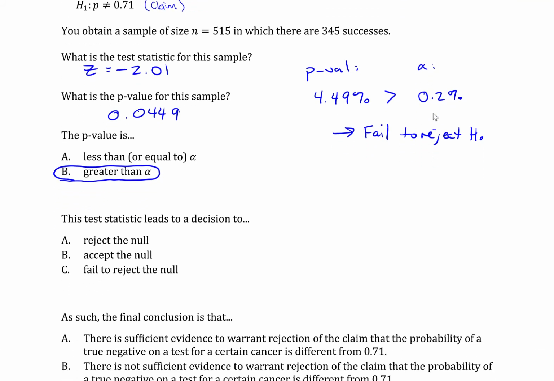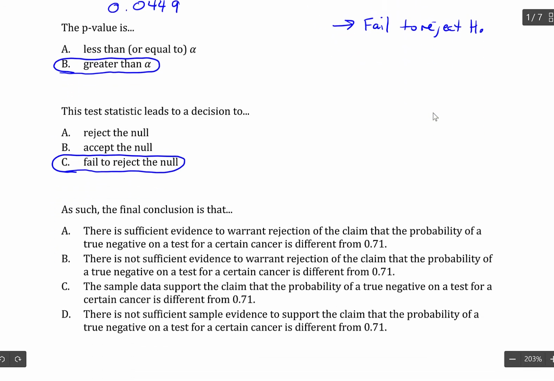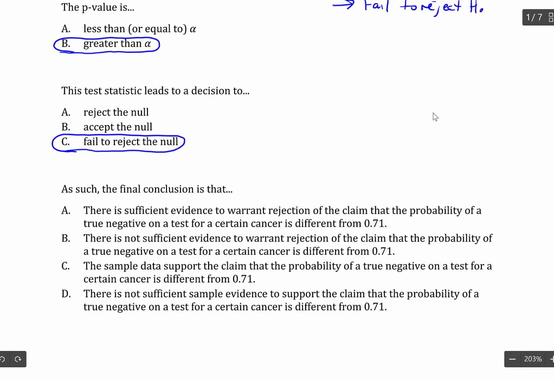The test statistic leads to a decision to fail to reject the null hypothesis. And as such, the final conclusion, let's see. So if you read through all of these, what you'll find is there's not much different between each statement. In fact, the last part is just a restatement of the original claim in each one of these.